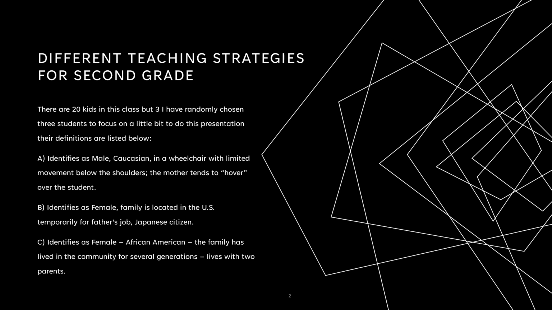Student A identifies as male, Caucasian, in a wheelchair with limited movement from below the shoulders, and the mother tends to hover over the student. Student B identifies as female, family is located in the U.S. temporarily for father's job, Japanese citizen. Student C identifies as female, African American, the family has lived in the community for several generations, and lives with 2 parents.